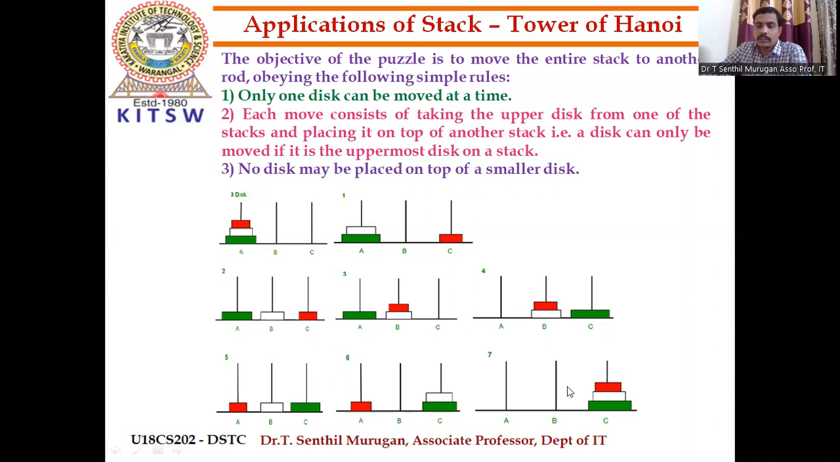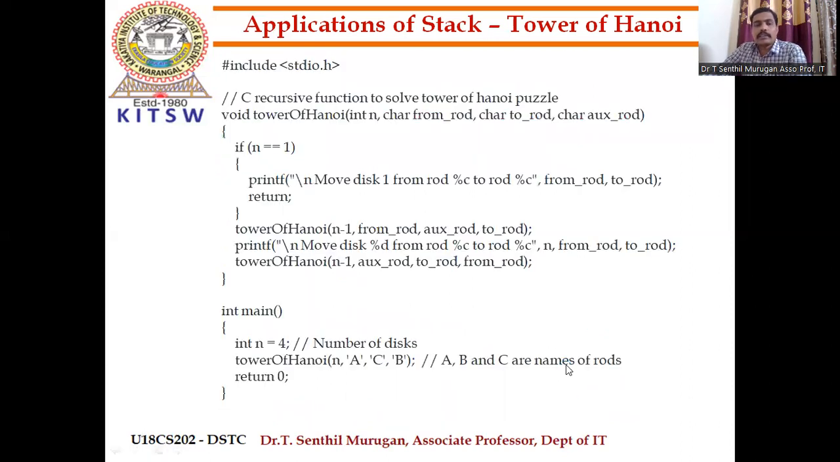Okay, this is the source, this is the target, and this is the auxiliary. So like that we can fix it and we can write the program. So this is a Tower of Hanoi program, you just consider. It's a simple program we can write like this. Initially we have 3 rods, and 3 disks are there.